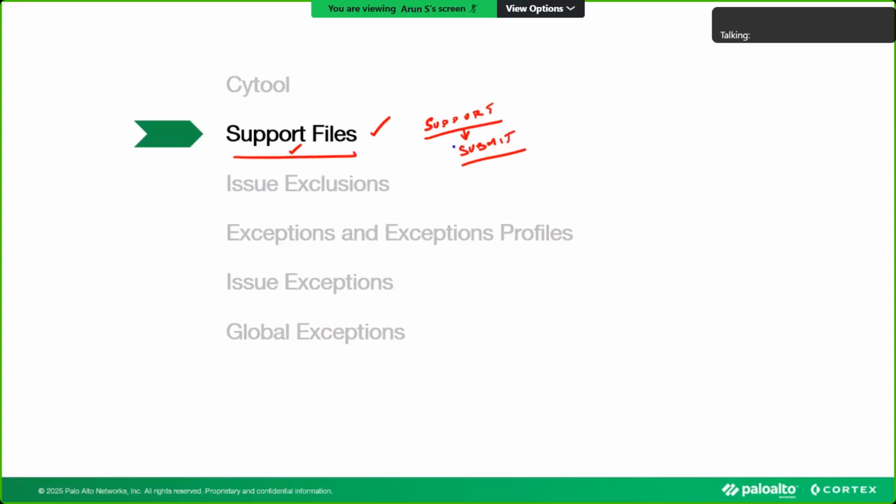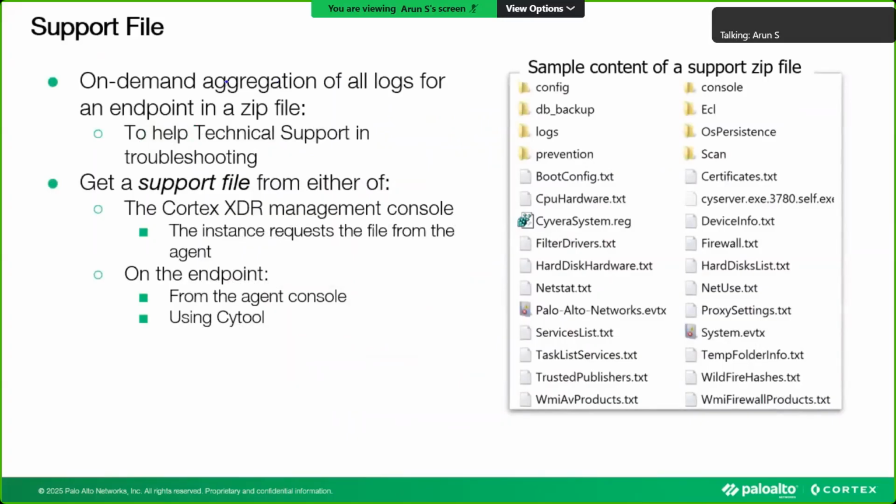So we need to generate the support file, and we'll see how to generate it. The support file is nothing but an on-demand aggregation of all the logs. All the logs for an endpoint will be downloaded in a zip file. In order to help technical support in troubleshooting, we will be submitting this support file. So the support file is a zip file where all the logs are available.